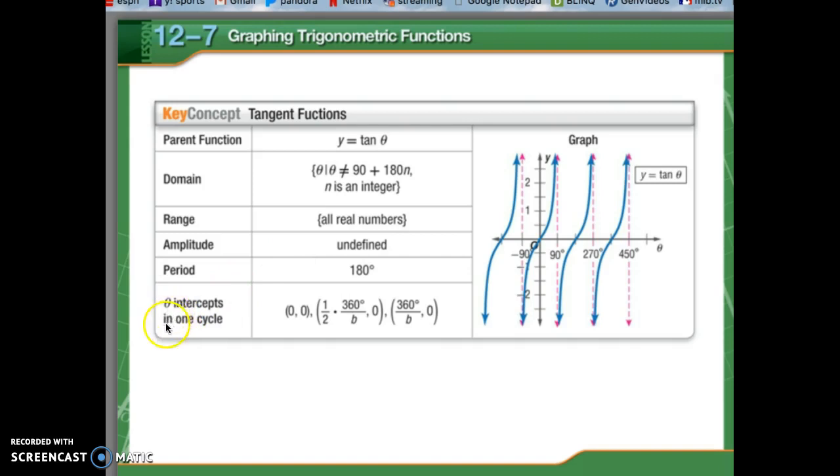And it says theta intercepts in one cycle. So basically, the intercepts on the x-axis or the theta axis happen at the origin, and then they happen at half of 360 over b. B is not the period, but half of 360 over b, comma 0, and then 360 over b, comma 0. So this is just the default tangent graph, but then also we could shift the graph theoretically based off the b value.